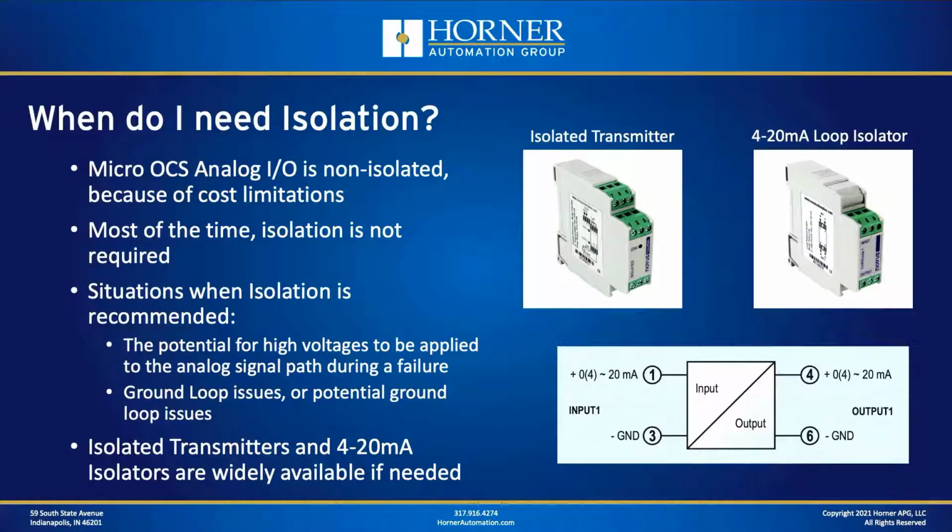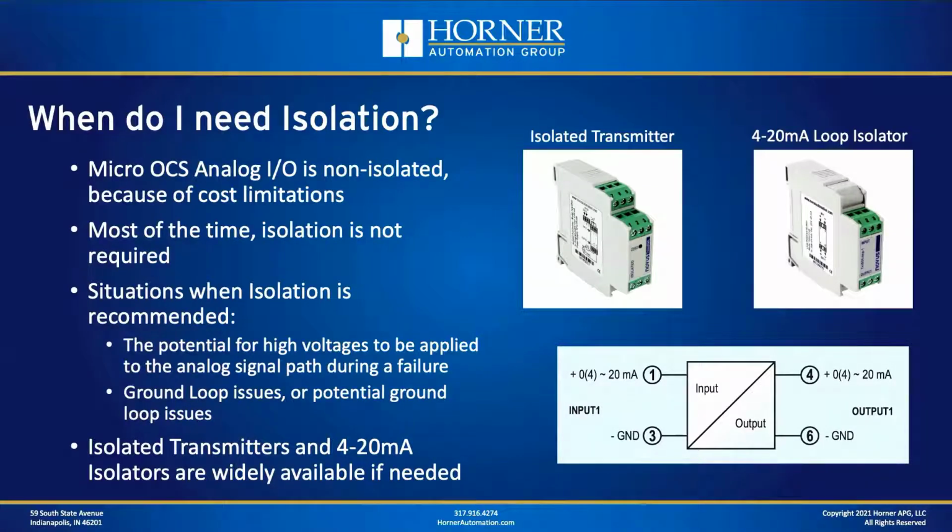Another situation where you might need isolation is if you have ground loop issues. Is there a potential difference, a voltage potential difference, between where your sensors are installed and where your instrumentation is installed? If that's the case, again, you might consider adding isolation.